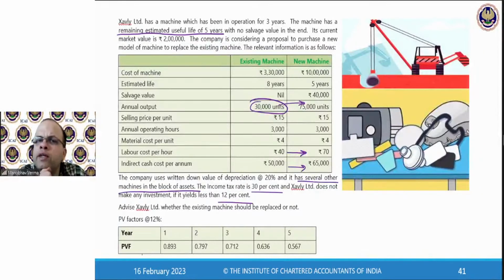Right? So what is the question we need to have? We are the advisors for Zavli Limited, whether this existing machine should be replaced or not. Okay, guys, I want some input from you guys. What will be my net initial cash outflow? Net initial cash outflow, considering there is no gain or loss, right? It's a block of assets. Who will tell me the net initial cash outflow? Just waiting for your responses.